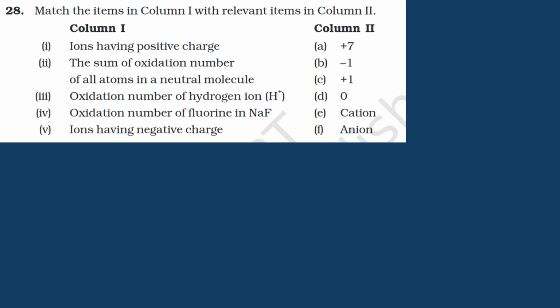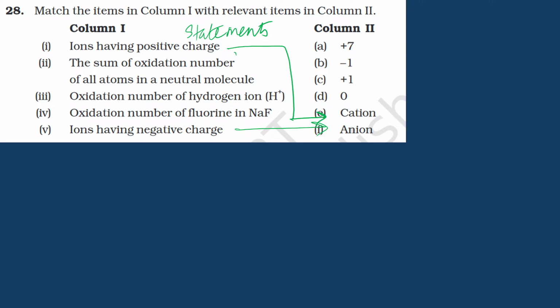Question 28. Similar matching thingies, but now we've got some statements over here which we need to match with the oxidation numbers. Oh, this is funny. Ions having negative charge are anions? No way. Really? My God. Okay. And wow, you've got cations as well. Okay, cool. Let's move on.